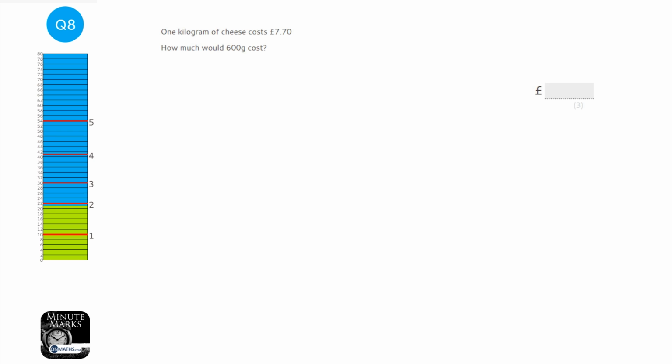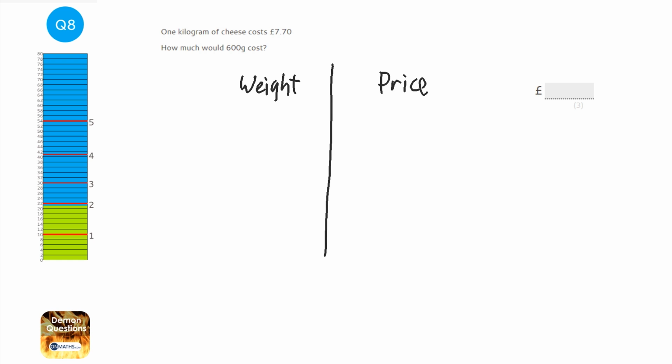So we're told 1 kilogram of cheese costs £7.70. How much would 600 grams cost? Well, first of all, I'm going to have weight, mass, and price. And I'm just going to sort of split them down the middle. So the weight, well, 1 kilogram is not going to help us because this one's in grams, so I'm going to convert that to grams. So it's 1,000 grams, and I'm going to convert this into pence, so 770 pence.